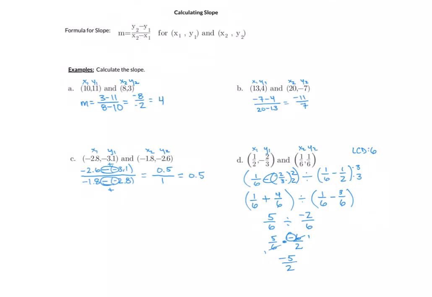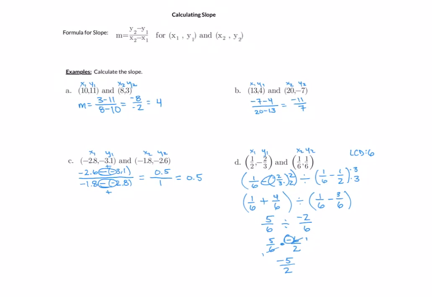Okay, now slope tells us lots of different things. One of the main things that it does tell us is increasing, decreasing, horizontal, or vertical. It tells us what kind of line we have. It also tells us whether it's a steep line or a shallow line. So just remember that if you have a positive slope, it is increasing. Increasing lines go up from left to right.